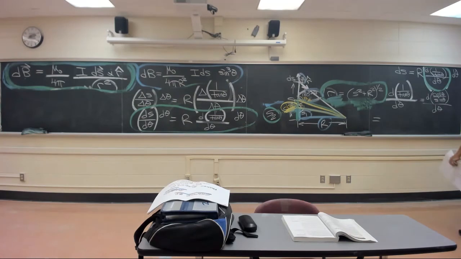Let's do the quotient rule. This is F, this is G. After we do the whole song and dance, this comes to here.